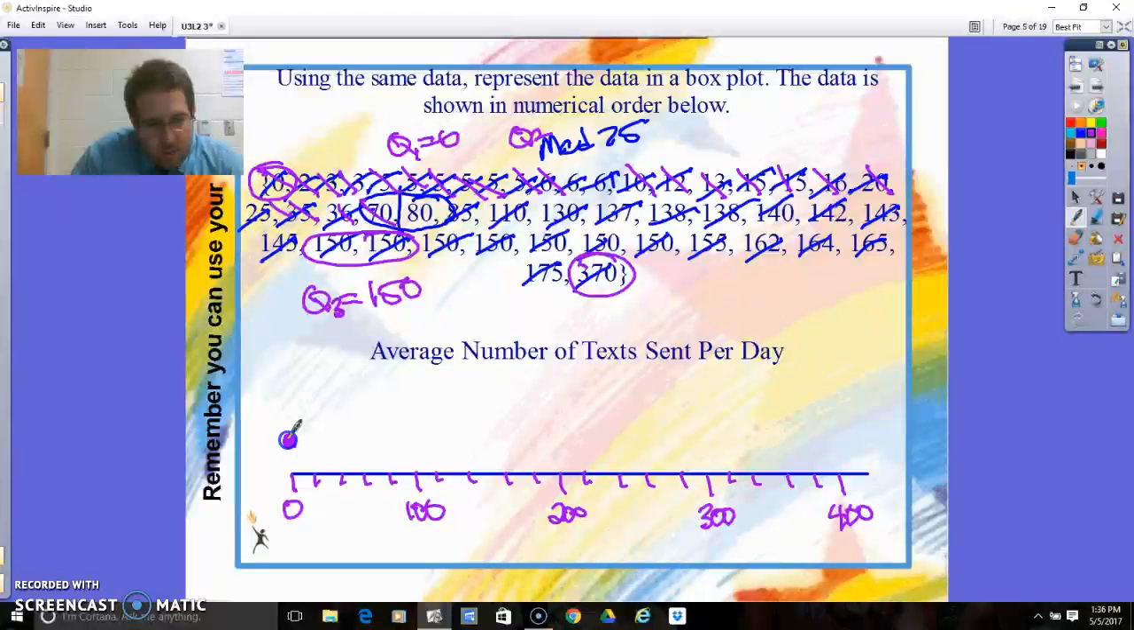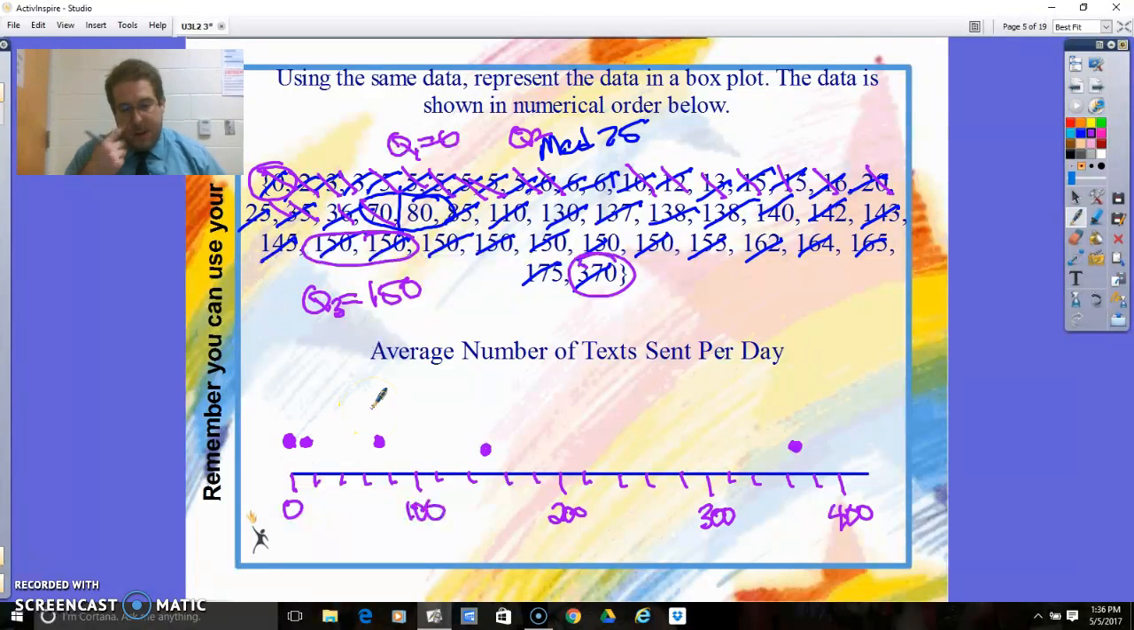0 was the lower extreme. 370 is the upper extreme. 150 was the upper quartile. That would be about right there. The median was 75, 20, 40, 60, so somewhere between 60 and 80, but closer to 80. And what piece of my data am I missing here? The lower quartile was 6. So if this is 20, that means 6 is all the way down here.